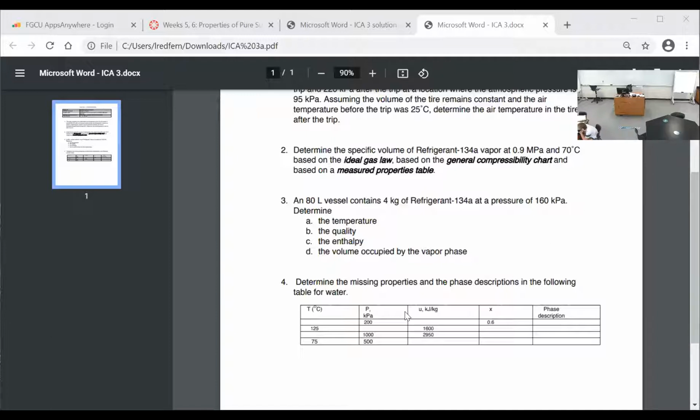So what is the definition of specific volume? Volume over mass, and you're given volume, you're given mass, so you can find this. Oh, thank you.